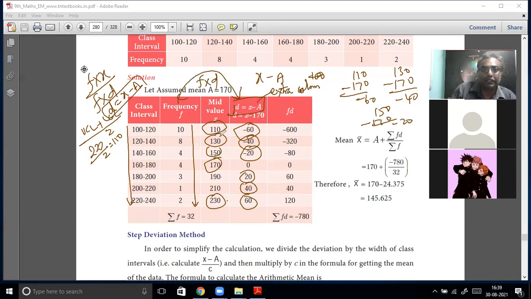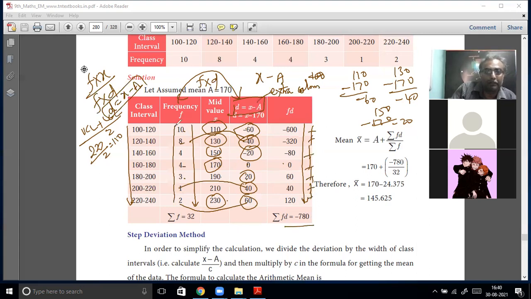Now f into d. So 10 into minus 60 is minus 600. 8 into minus 40 is minus 320. 4 into minus 20, minus 80. 4 into 0, 0. 3 into 20, 60. 1 into 40, 40. 2 into 60, 120. See, the calculation is becoming very easy. Very easy. Now you add up all of this, and you get minus 780.